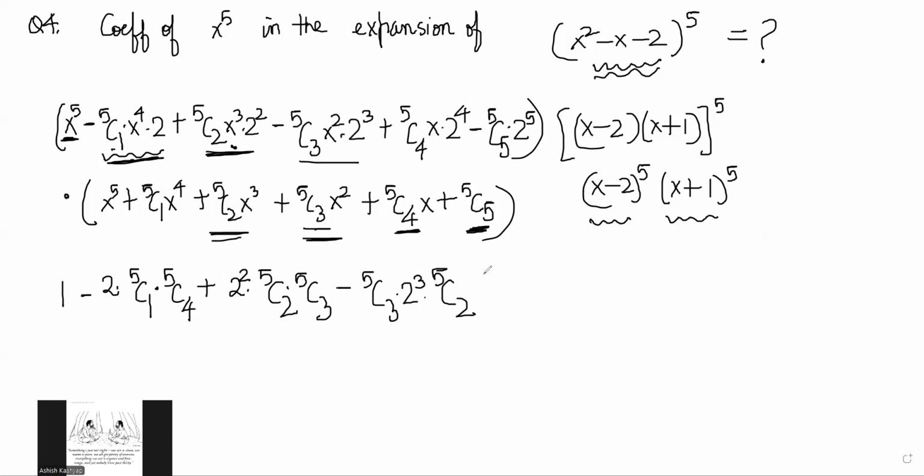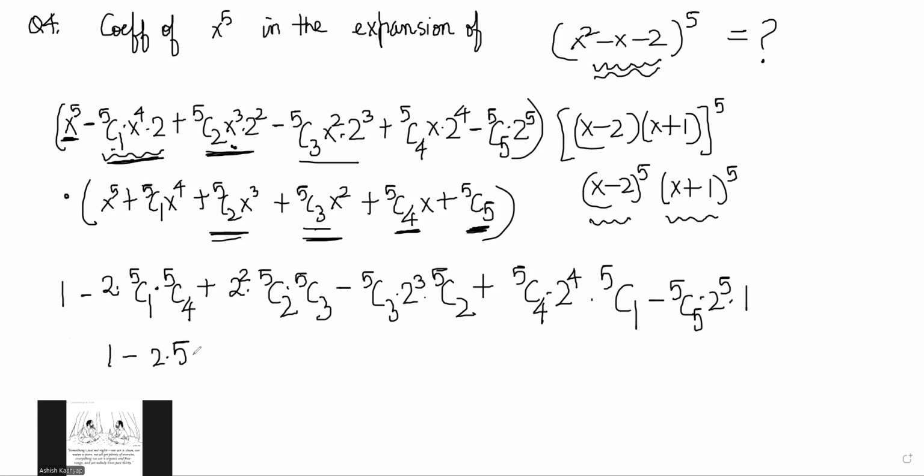Again, same pattern, plus 5C4 2 power 4 multiplied with 5C1. And finally, minus 5C5 2 power 5 multiplied with 1, right? So basically, you have to evaluate the value of all of this. So this is 1 minus 2 into 5 into 5 plus 4 into 5C2, which is 10. So 10 into 10 minus 10 into 8 into 10 plus 5 into 16 into 5 minus 32, right?